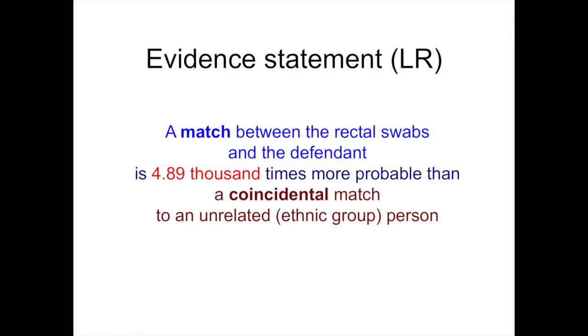There are many ways to state the likelihood ratio. You use Bayes' theorem. There's about 10 forms that I know of. But if you're working with separated genotypes, so you're comparing one genotype from a mixture to a reference genotype relative to a random genotype, then this statement just comes out of the math when you're comparing with one person, a definite genotype. And it's a match between the rectal swabs and the defendant is 4.89 thousand times more probable than a coincidental match to an unrelated person in some ethnic group. Okay? And so that's the statement you'd make about the strength of match.